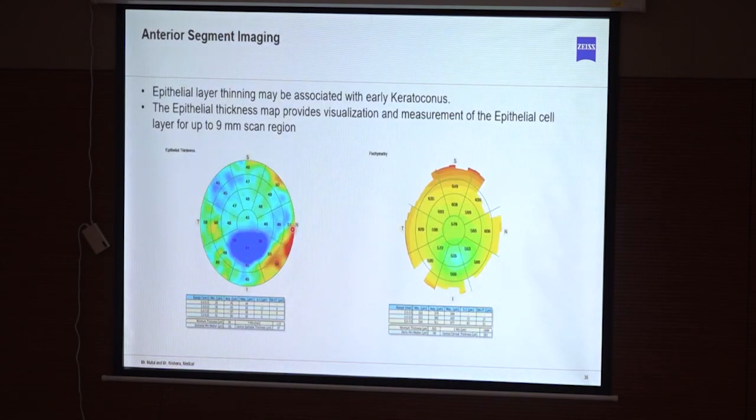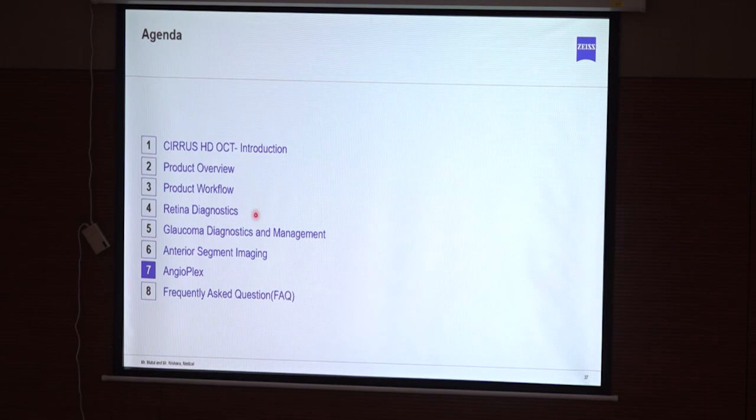Then this is another pachymetry map. It will help you in a case of keratoconus because of the epithelial thickness. If you are looking for epithelial thickness thinning, you can easily take it with the help of the OCT. It will also give you a 0 to 9 mm circular map. You can compare it with your pachymetries.